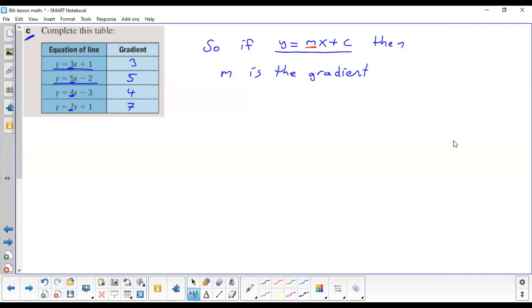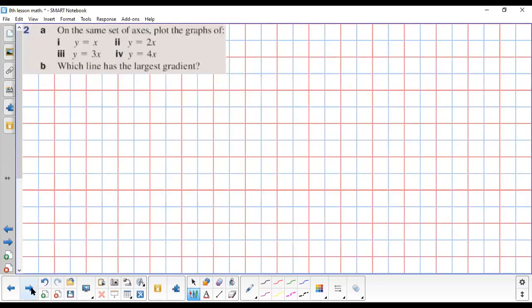Okay, so this was the easy way to find the gradient. Always, the coefficient of x is our gradient. Let's go on. Here is another question, question 2 of your book in your exercises. On the same set of axes, plot the graph of y equals x, y equals 3x, y equals 2x, y equals 4x.